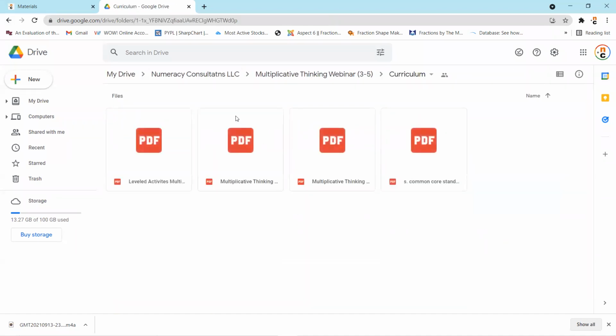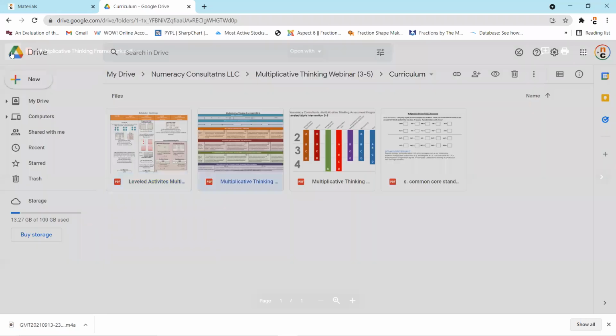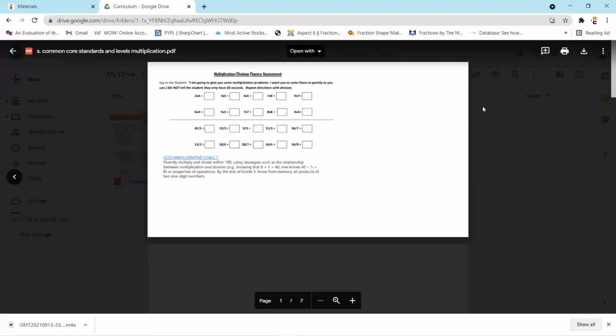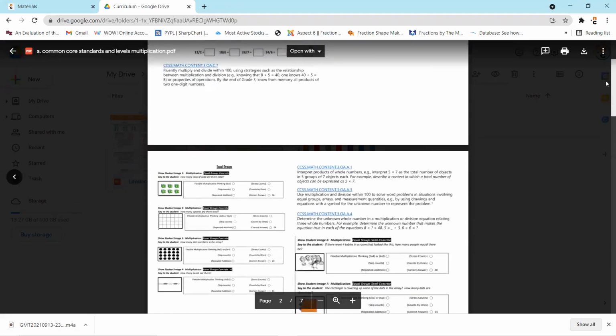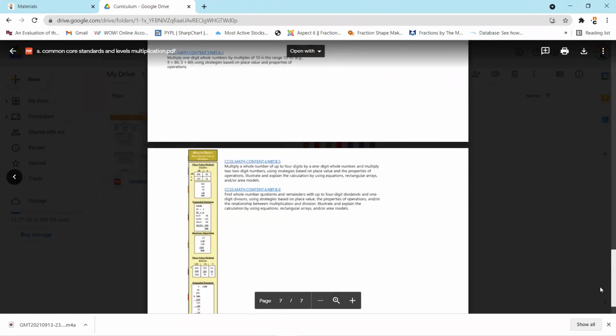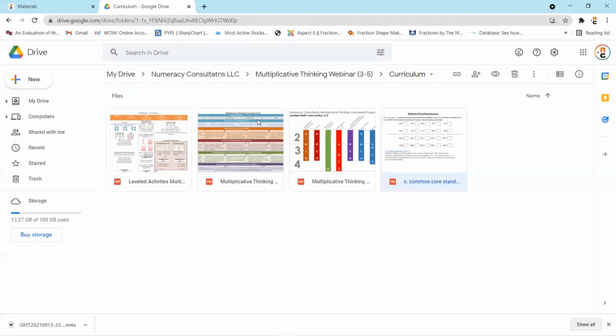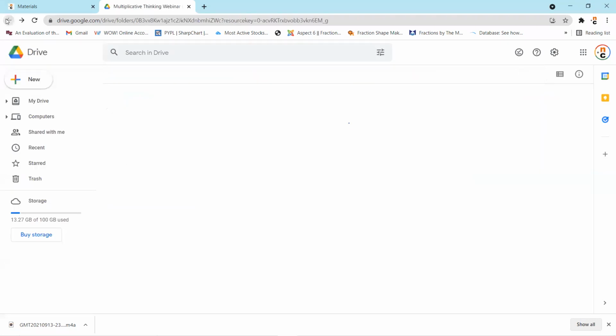In the curriculum folder, you have the leveled activities guide, which would be right here. You have your frameworks, also for curriculum, to see the standards that line up with it. If you're in Texas, we have a TEKS one. We just don't have it in the folder because we would put Common Core in the folder, but we also have a TEKS one that lines up with Texas standards as well.